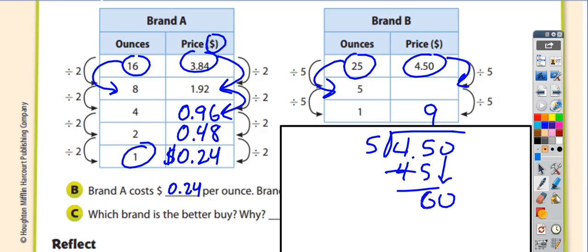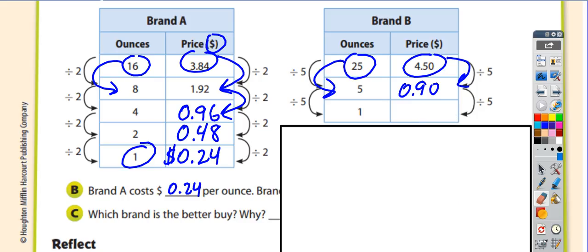5 goes into 0 0 times. Decimal goes straight up. It's 90 cents. For 5 ounces is 90 cents. Now I need to divide 90 by 5, and I could use a multiplication chart to figure out that 5 goes into 90 18 times, so that makes it 18 cents. And again, what did I just figure out? I figured out that 1 ounce of brand B costs 18 cents.